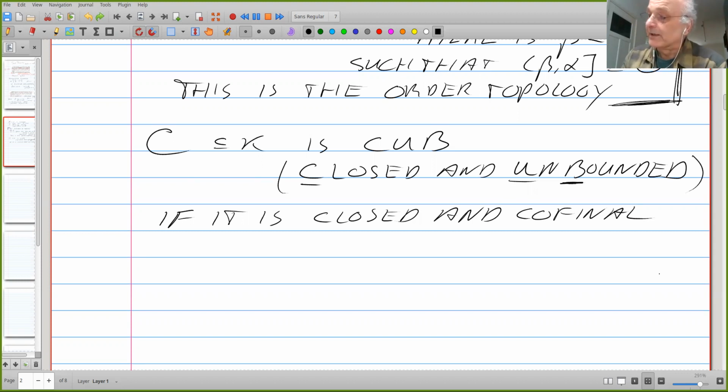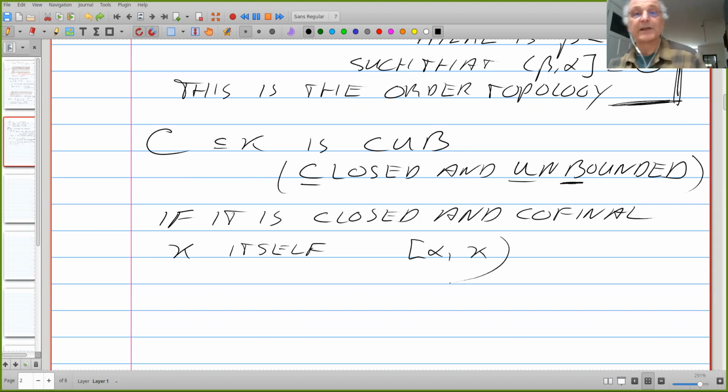Okay, I'll give away one. Kappa itself is of course closed and unbounded. It meets all the requirements and it's cofinal in itself. Another easy case, of course, is you take any ordinal and you take the final segment. That will be closed and unbounded as well. And there are various other relatively easy examples of those.